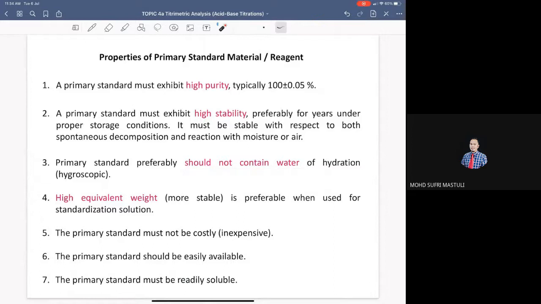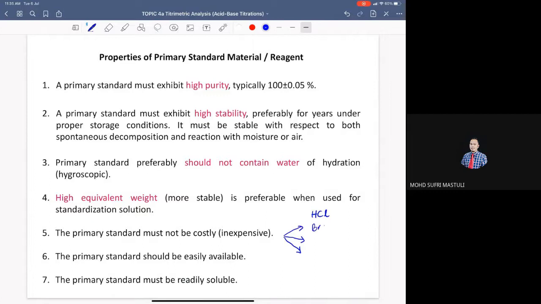Okay, and it should be a high equivalent weight, because high equivalent weight normally is more stable. So we can have a selection of primary standard material or primary standard chemical. For example, if we want a primary standard chemical of hydrochloric acid, it can be obtained from different companies. Different companies will carry different brands.